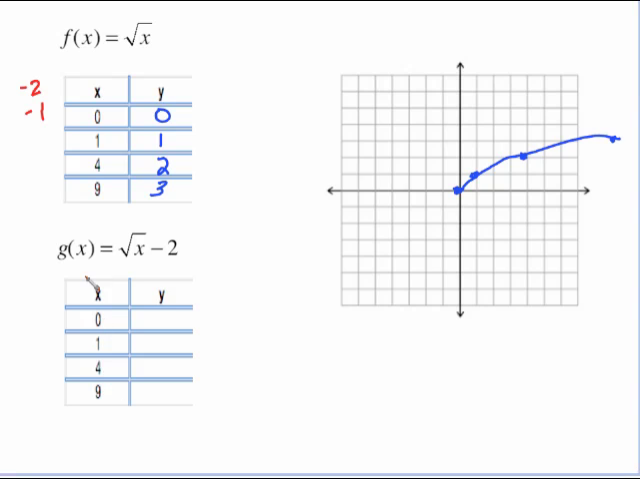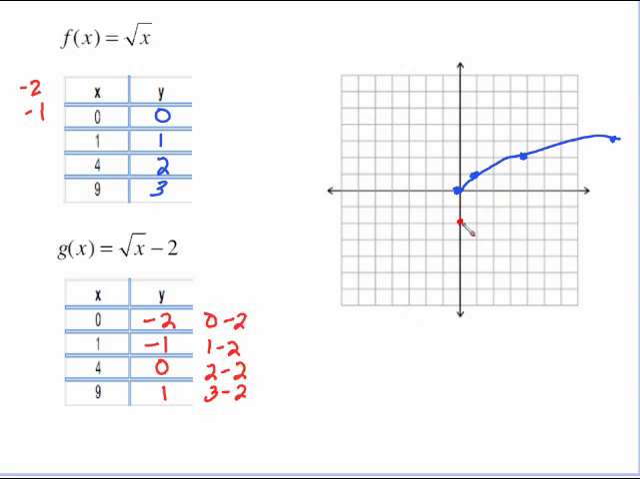Same thing, I picked some values that are going to come out even for me. So square root of 0 is 0, minus 2 makes negative 2. Square root of 1 is 1, minus 2 gives me negative 1. Square root of 4 is 2, minus 2 is 0. Square root of 9 is 3, minus 2 is 1, and let's graph those.